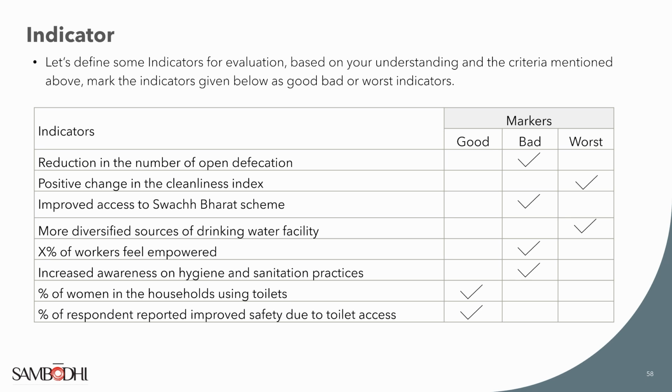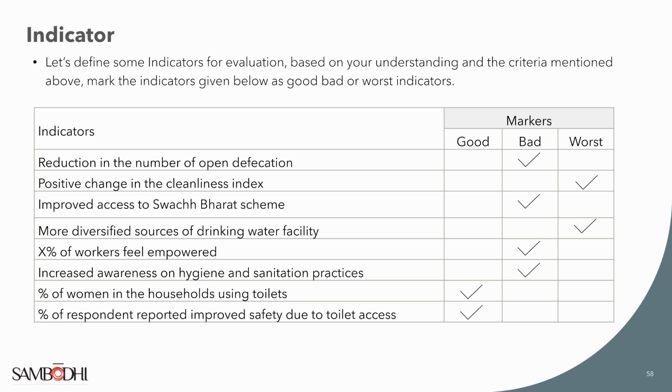But reduction in the number of open defecation, that's again a bad one, because we have added reduction already. So the assumption is the number of open defecation has already reduced and I'm going to measure reduction only. But I'm just measuring number of open defecation, not reduction.